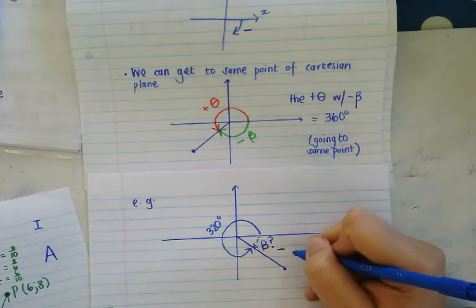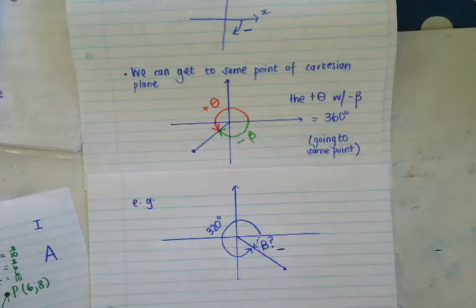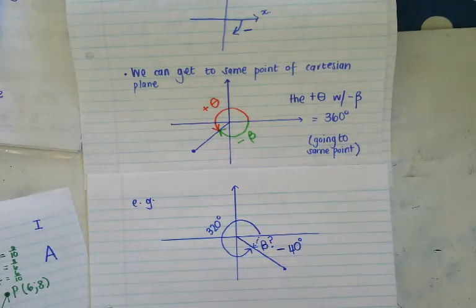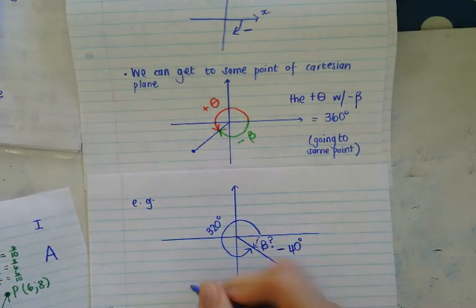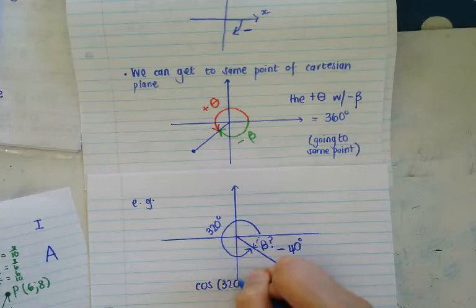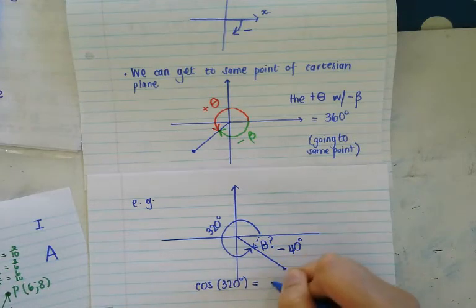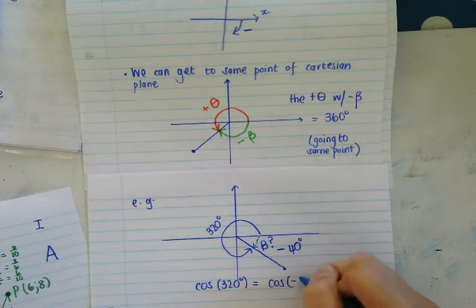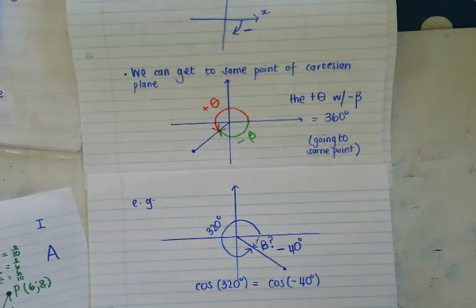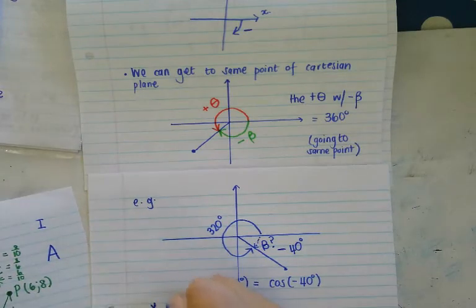60 degrees. Would it be 60? 40 degrees, because it must make up 360 degrees. So if I was measuring cos, for instance, cos of 320 degrees has to be the same as cos of negative 40 degrees. So very important, the negative tells you the direction.